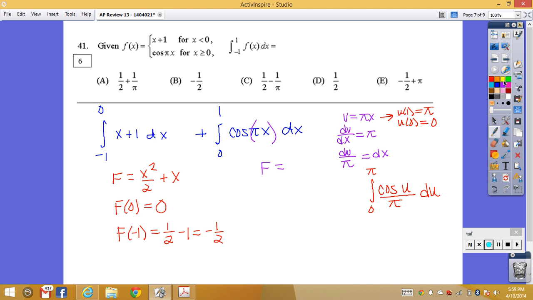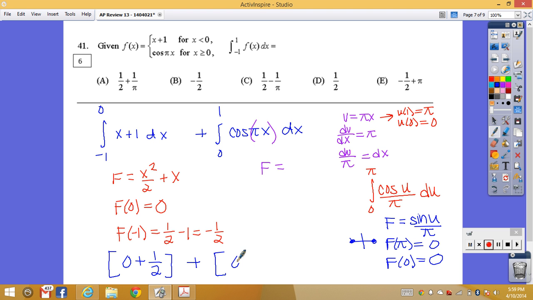That also works. In this case, everything's in terms of u, so I'm not going to use x's anymore. So the antiderivative would be sine of u over pi, f of pi. Sine is 0. F of 0. Sine is 0. So I believe we end up with, down here, this integral is 0 minus -1/2 plus 0. Interesting. And the answer becomes D. Hopefully I didn't make any mistakes there.